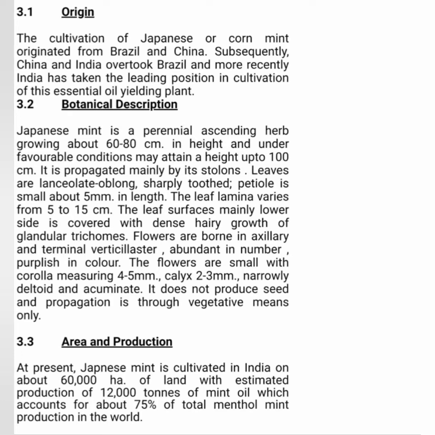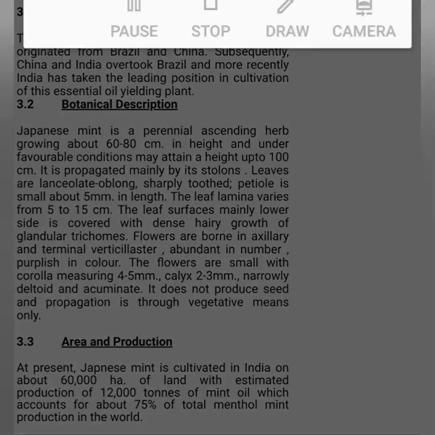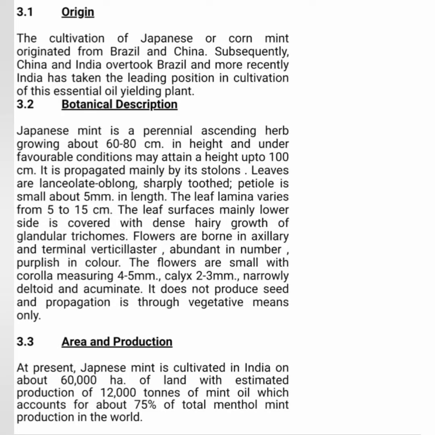And coming to the flowers, you can see the flowers are borne in axillary and terminal verticillaster. You can see this word here. They are borne in axillary and terminal verticillaster. That means an inflorescence arranged in opposite manner on the stem. Okay, they are arranged with clusters arising in pairs.